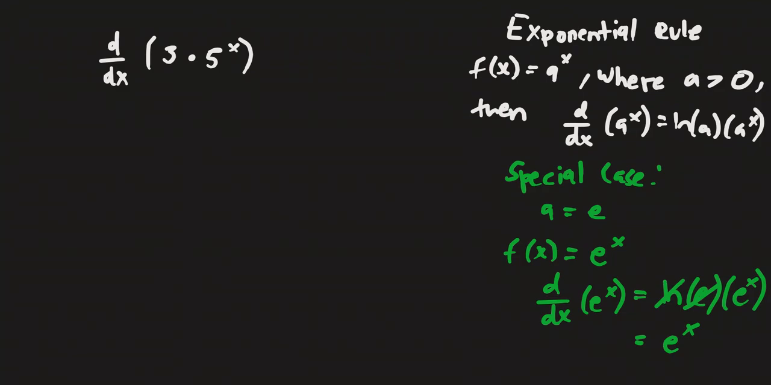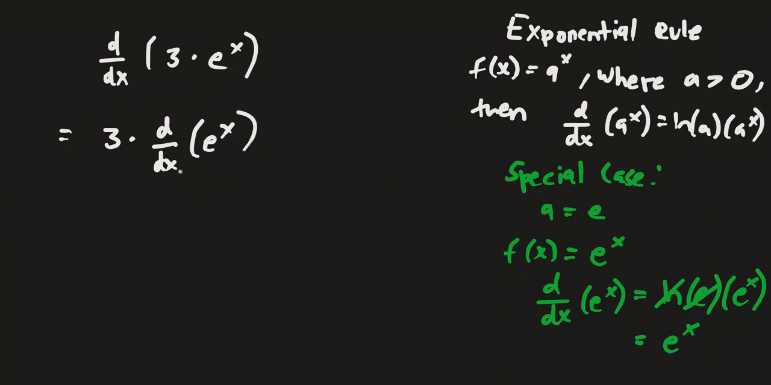So let's do another one of these examples. Let's say I had 3 times e to the power of x. So same thing, I would use the constant multiple rule to take out that 3, then find the derivative of e to the power of x. And this, as we know, is just e to the power of x. So this just equals 3 times e to the power of x, which is equal to 3e^x.